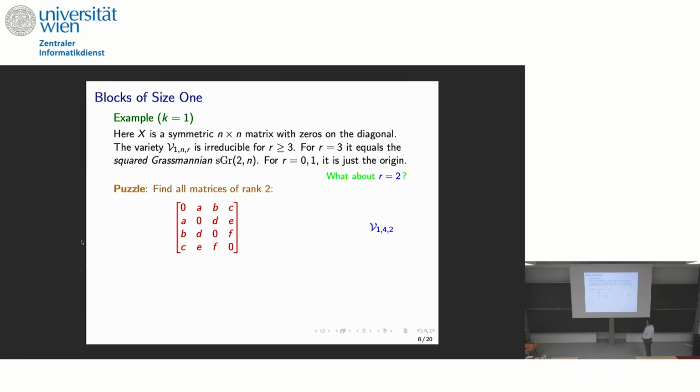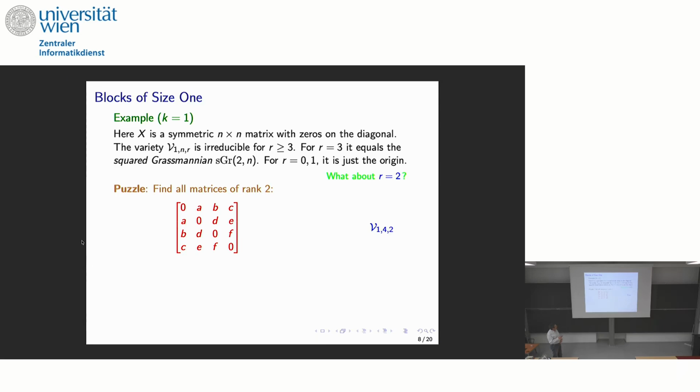Now already the case of block size 1 is interesting. We saw this yesterday, so let's go over this example. So if k is 1, then X is a symmetric n by n matrix that has zeros on the diagonal. So now we're looking at the variety V(n,1,r). Now in this case, high rank regime means r is at least 3, right? Because k is 1 and 2k plus 1 is 3.